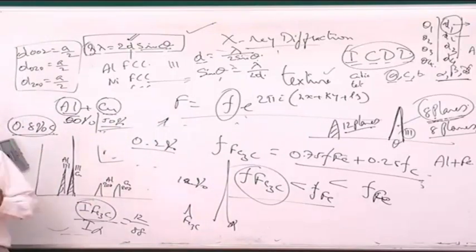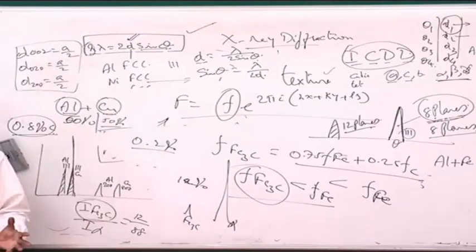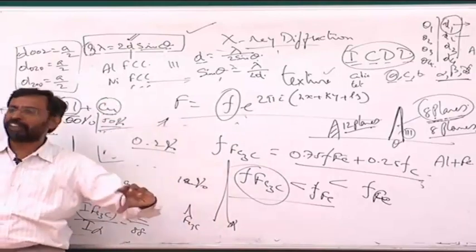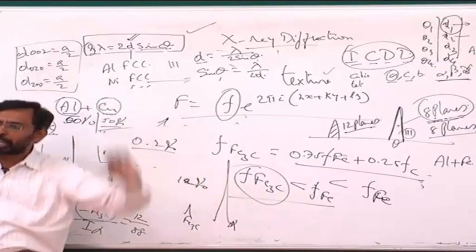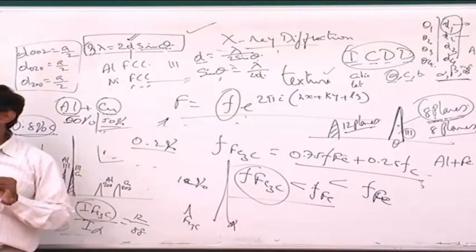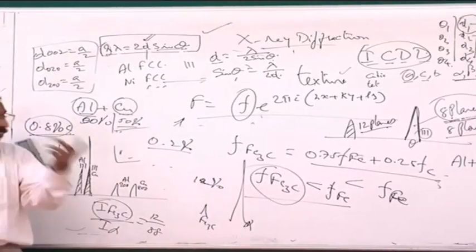So this is a problem with XRD, because XRD is a bulk analysis technique. When you have two phases and one has a lower volume fraction than the other, and if this lower volume fraction material has a lower atomic scattering factor compared to the higher fraction material, then you will see its intensity will be very small. And the reverse also can be true.